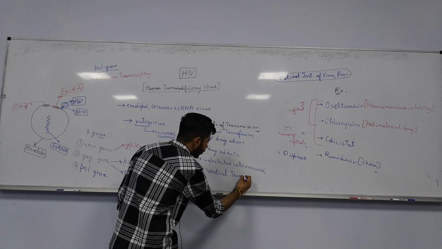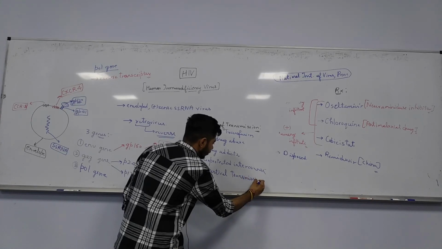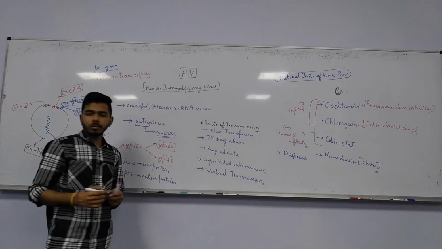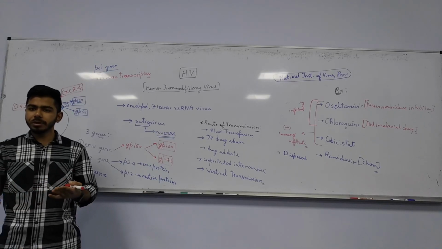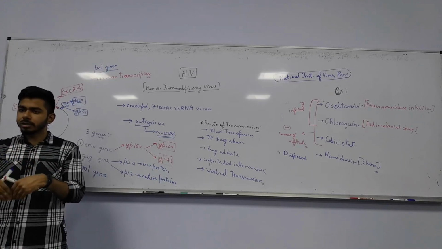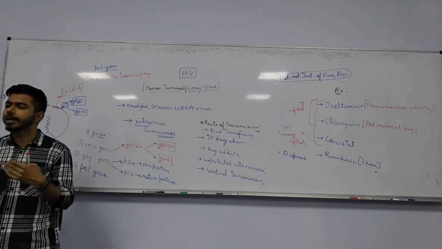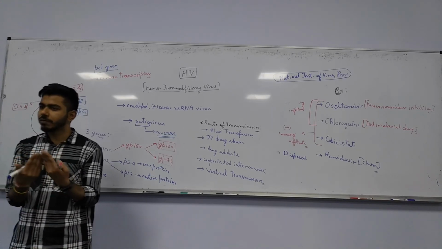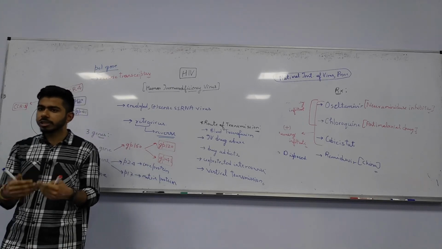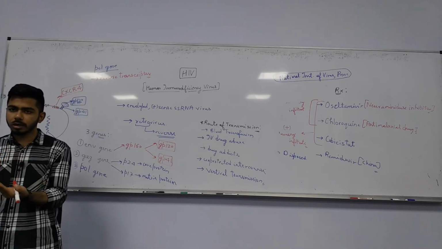And what is the next case? This is the vertical transmission. Vertical transmission, what does it mean? The mother has the virus and she transmits it to the fetus. That is vertical transmission, with very high chances. If the mother is HIV positive, she is actually advised not to have a child.